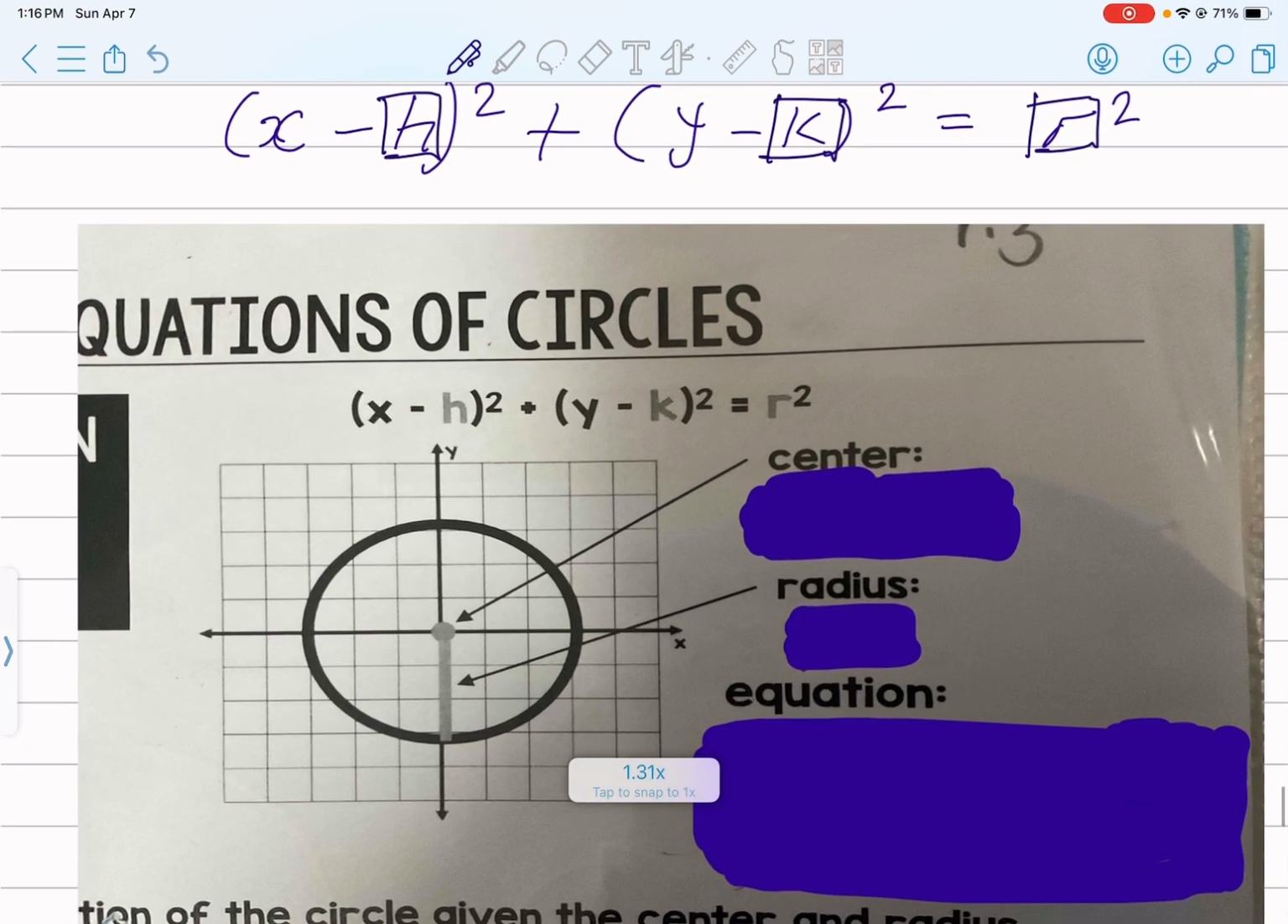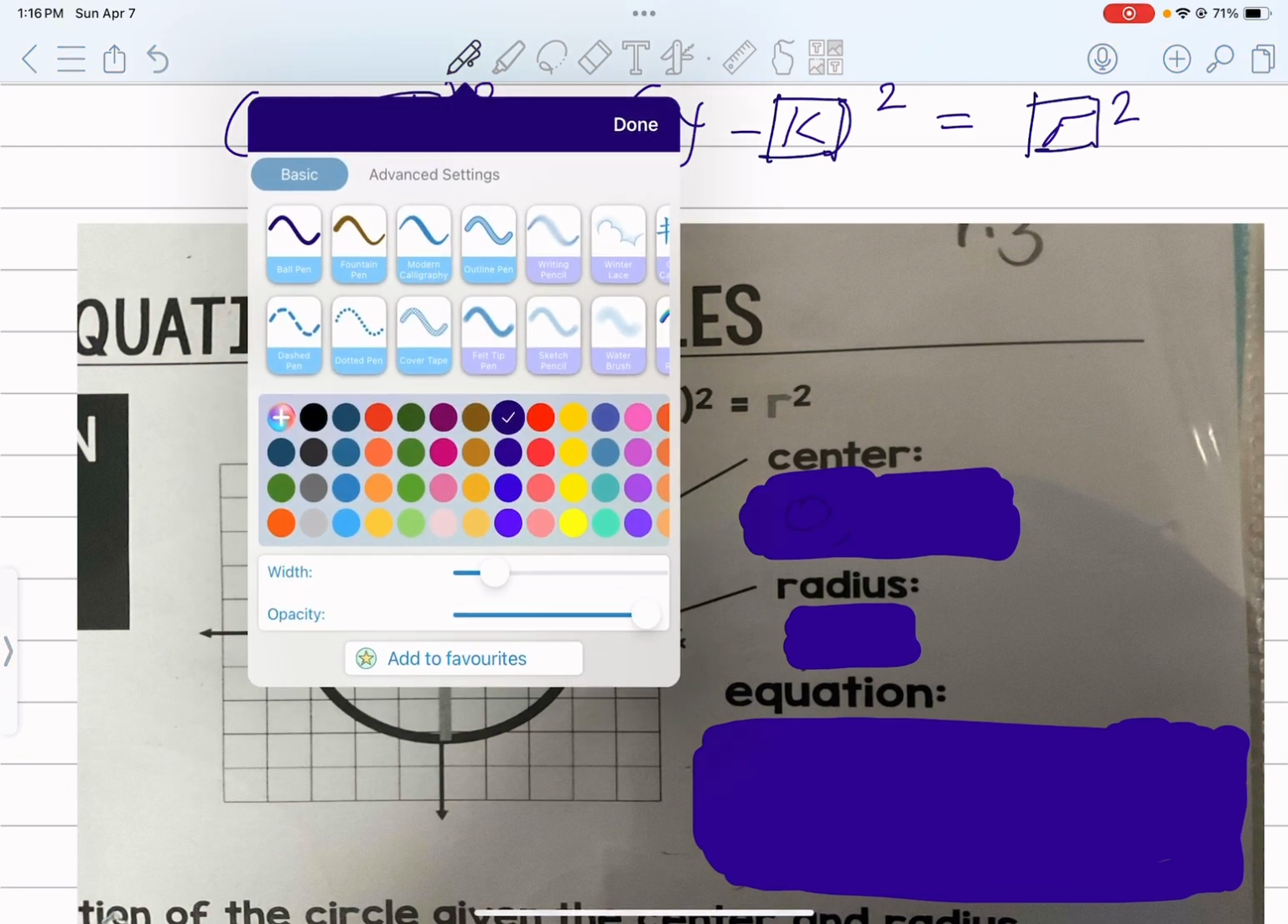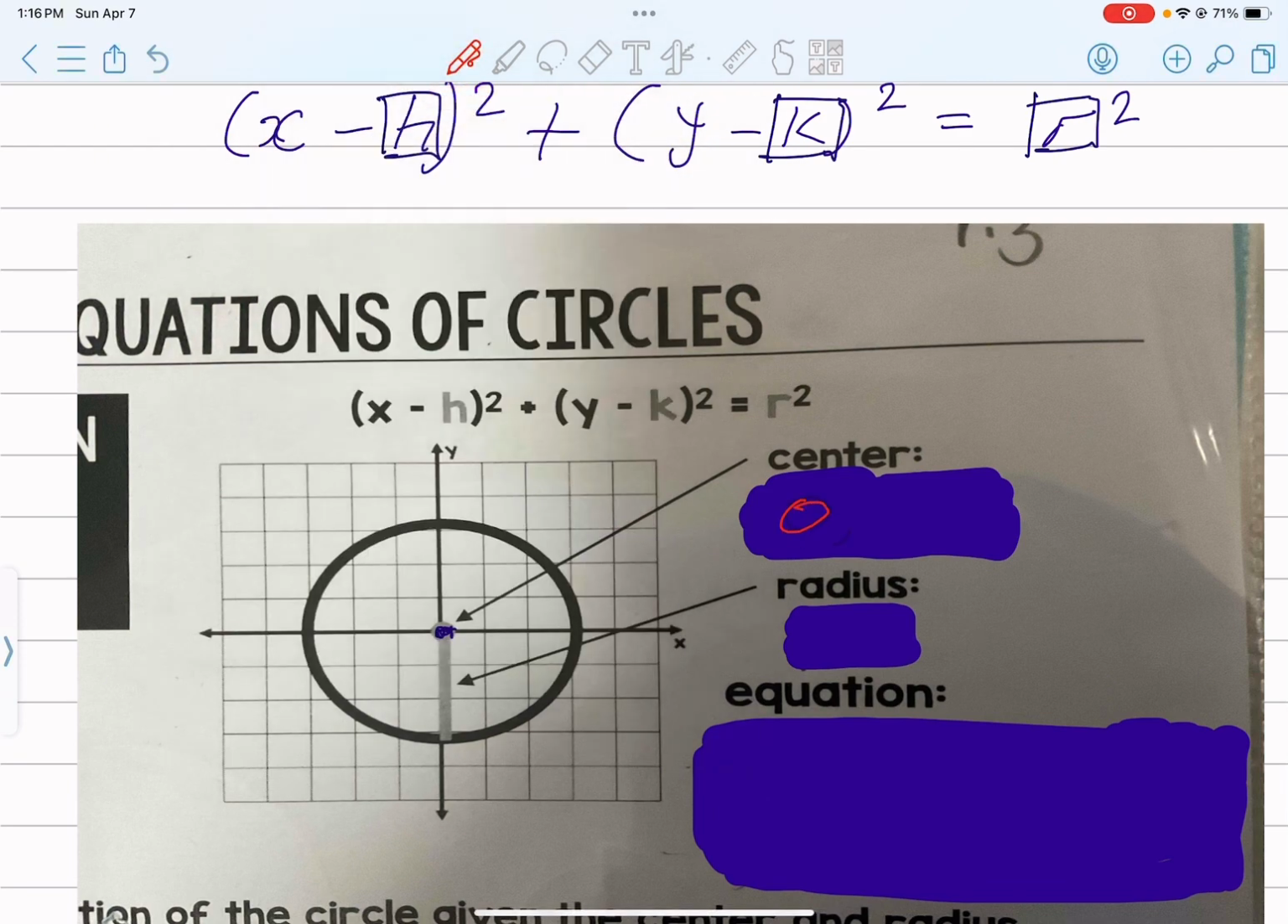Look at this. What do you see? Tell me what you see. So I first see the center dot over there. So this is the center, right? Yeah. So your center is what? 0, 0, right? Yeah, 0, 0. Center is 0, 0 because it's at the origin, right?